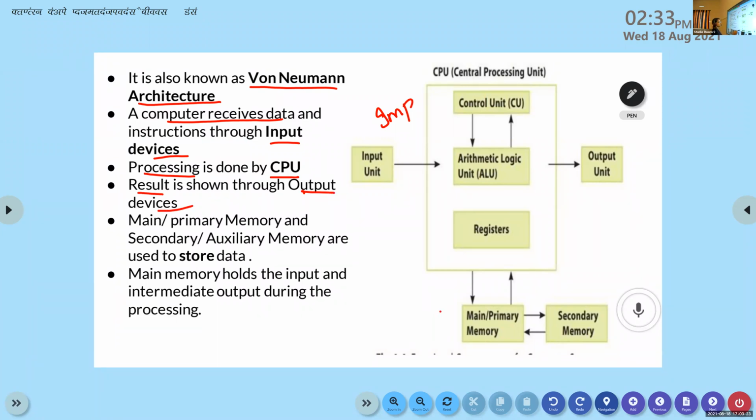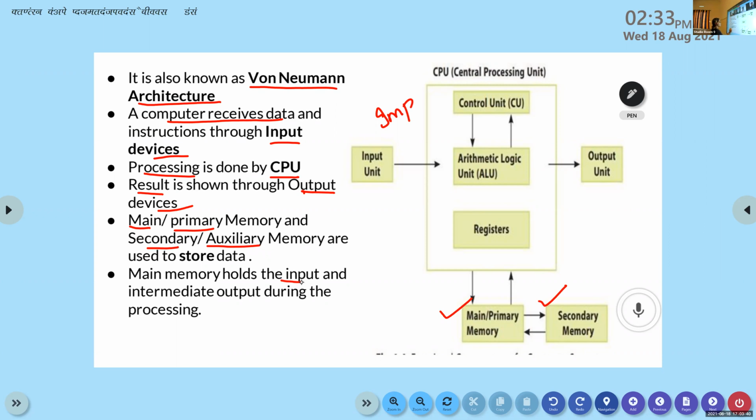Here you can see main memory and secondary memory. Main memory is also known as primary memory, and secondary memory is also known as auxiliary memory, which is used for storing data. There should be someone to store data, isn't it? So what is the role of the main memory?